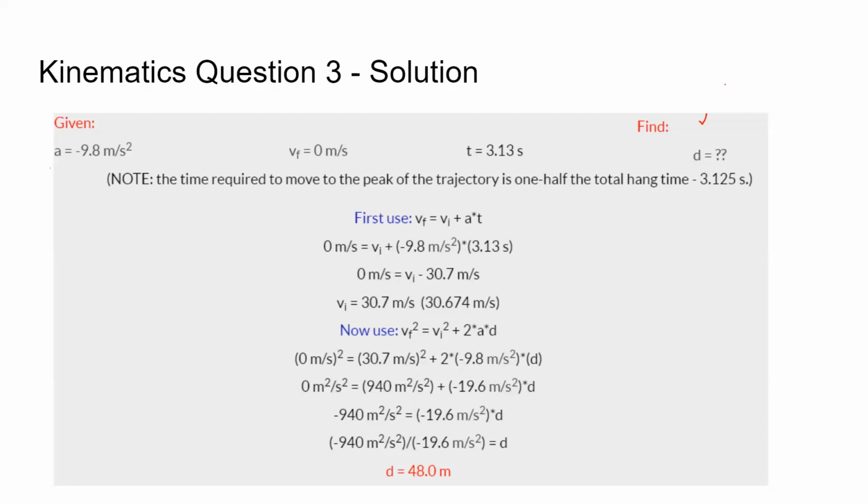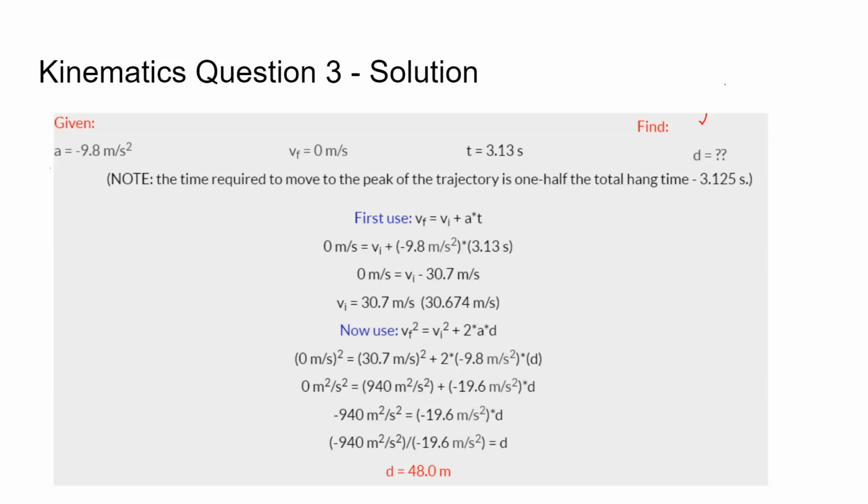And we have to use the half time because if we use the full time, then we won't get the correct answer. We're just trying to find the vertical height that the ball traveled to reach its maximum height, and it reaches its maximum height at 3.13 seconds. So that's why we are only using half of the total hang time.